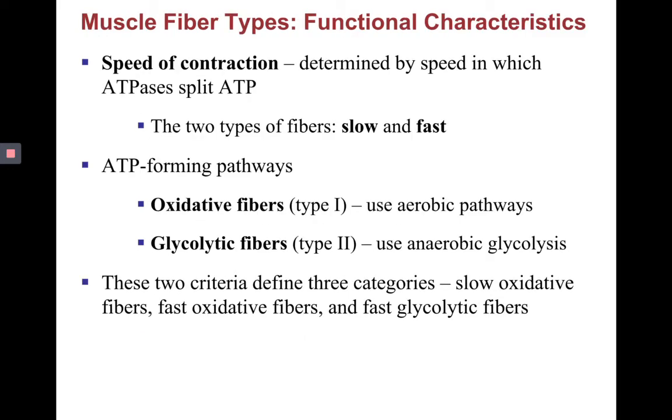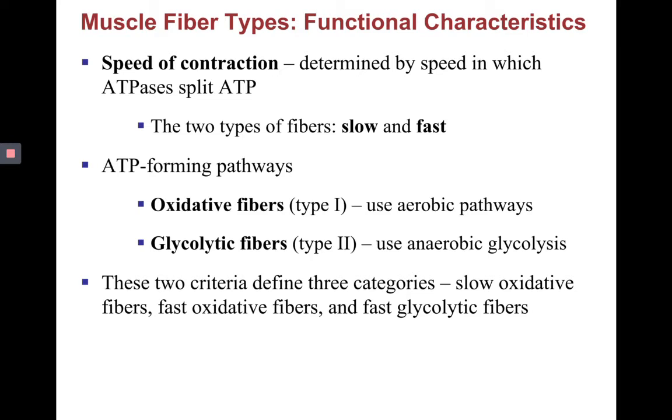There's also muscle fiber types. So these are just functional characteristics of the muscle fiber types, and then we'll look at the actual types. They are going to be functionally classified as whether or not they break down ATP quickly or slowly. So that's the speed of contraction, which is determined by the speed at which ATPases, which are enzymes that split ATP, break down ATP. You can either break them down slow or fast, and we'll just use those terms to describe the muscle fibers.